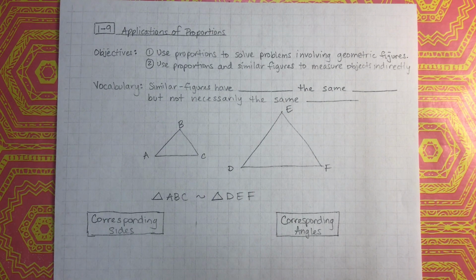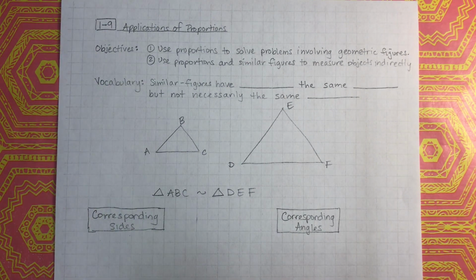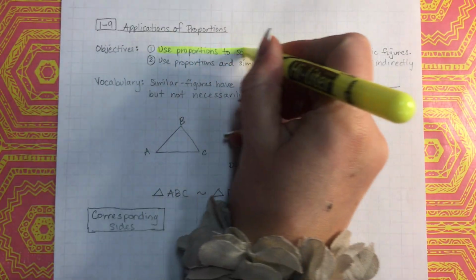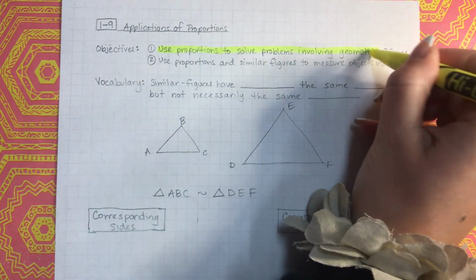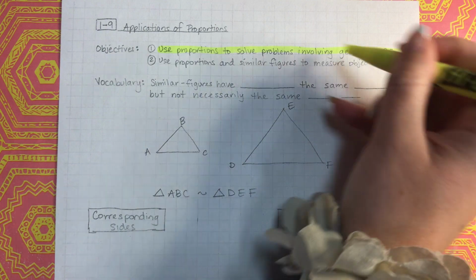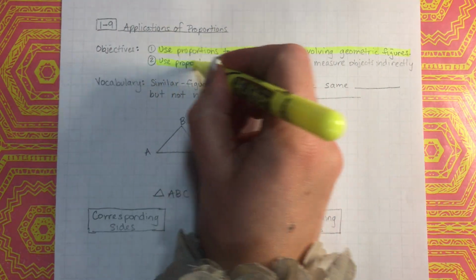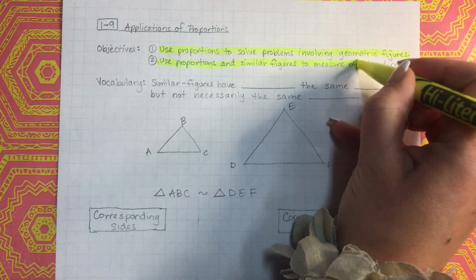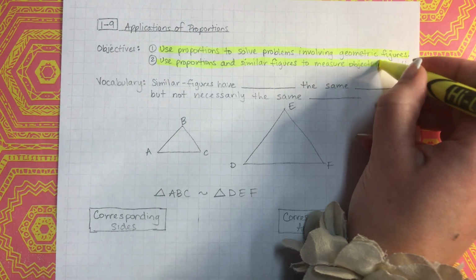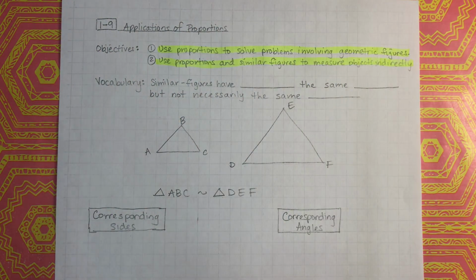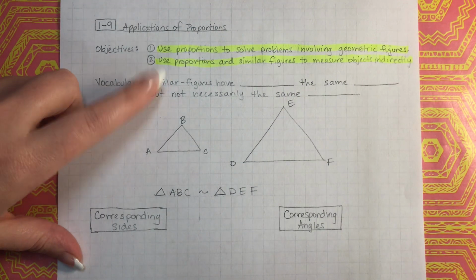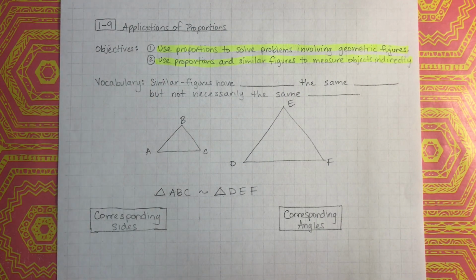So our objectives for today are to use proportions to solve problems involving geometric figures, and also to use proportions in similar figures to measure objects indirectly. So, to get started, we're going to talk about the vocabulary term of similar figures.